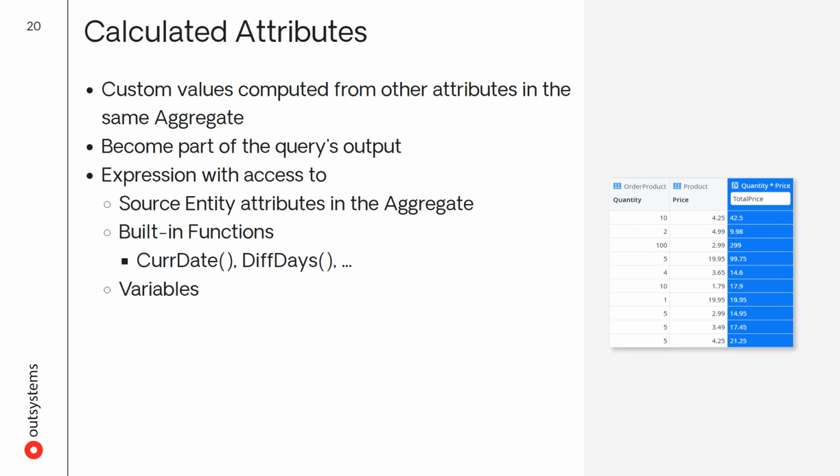Aggregates also support calculated attributes. Sometimes there's information that's not directly stored in the database, but with some combination of attributes or calculations we can easily get that information. So, calculated attributes are custom values that we can compute from other attributes in the aggregate. This creates a new column in the output of the aggregate. These calculated attributes can be created via expressions, which have access to all the attributes in the aggregate, as well as OutSystems built-in functions and variables accessible by the aggregate.